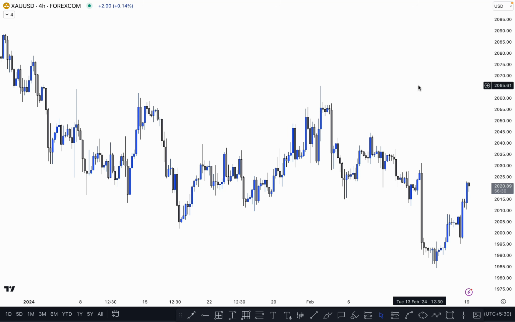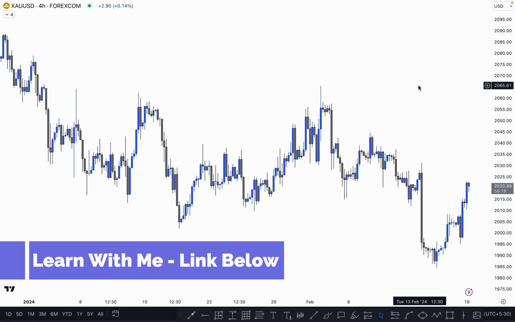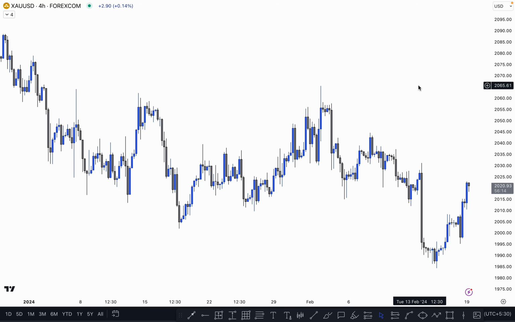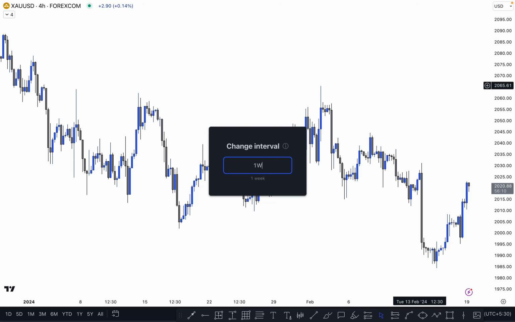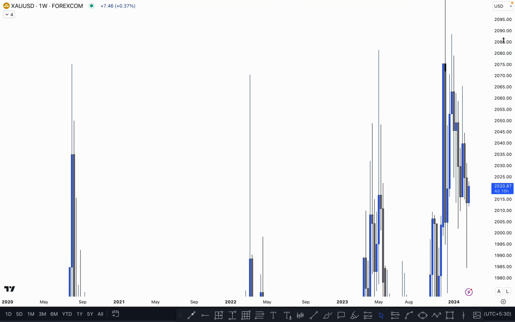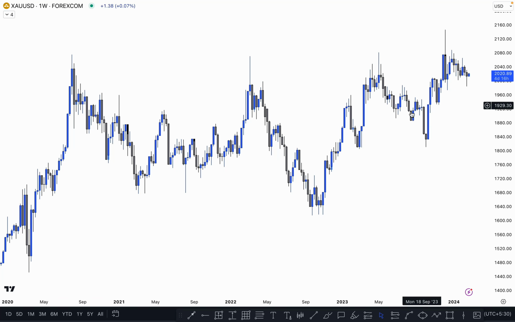Okay, so this is our gold chart in a 4-hour time frame. Let me show you from higher time frame to lower time frame how we can refine, and also how you can use liquidity in a higher time frame, and what happened in a lower time frame. So this is our 4-hour time frame. I'm going to show you from the weekly time frame perspective, because this is our higher time frame picture.